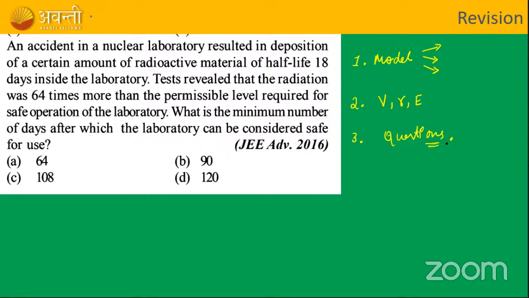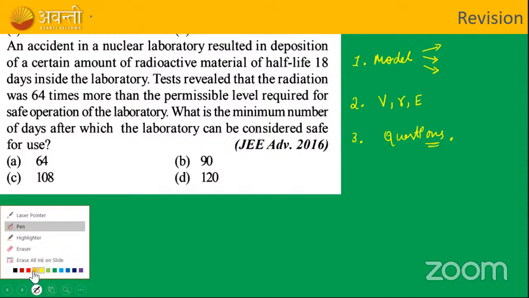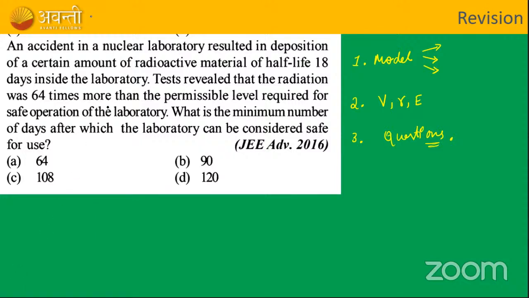We'll begin with the first question. It is pretty simple, though it was asked in the advanced exam. The question says: an accident in a nuclear laboratory resulted in the deposition of a certain amount of radioactive material. Some radioactive material has come out of the laboratory, and radioactive materials are very dangerous. This material has a half-life of 18 days.